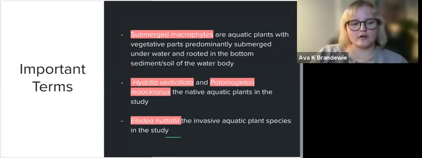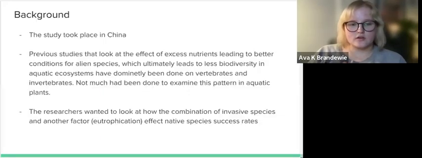We also have three different submerged macrophyte species. H. verticulata and P. natans are the native aquatic plants that were looked at in the study, and E. nataliae was the invasive aquatic plant species that was studied. That's actually a plant that's native to North America, but because the study was done in China, it's the invasive species for this study.